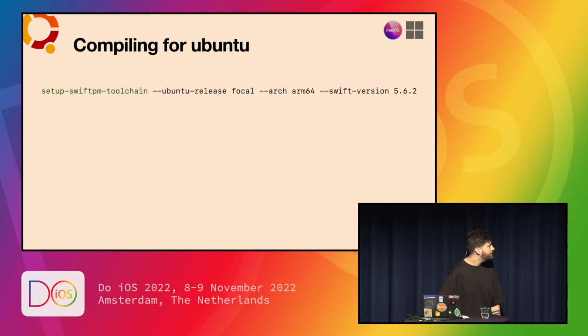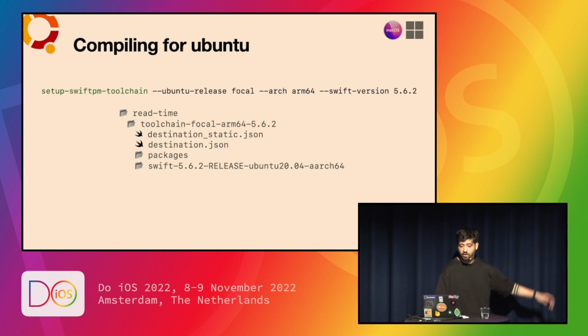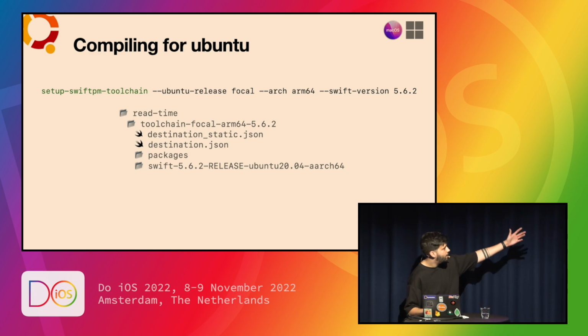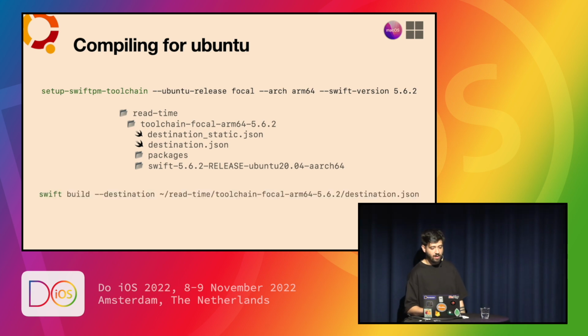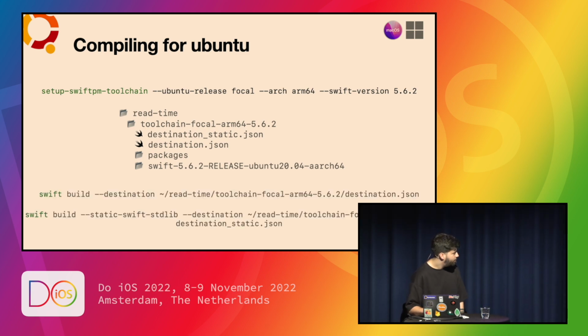And then it will create a bunch of directories. So it'll create a toolchain, Focal, ARM64, 5.6.2 in this case, with 2 destinations, which is what you have to pass to Swift build, and a bunch of packages and things that the destination files need. And then it gives you 2 commands as well, so you don't really have to worry about it. You can just put those commands into your project, run them from the command line, and your project will build. You'll have an executable for Ubuntu.